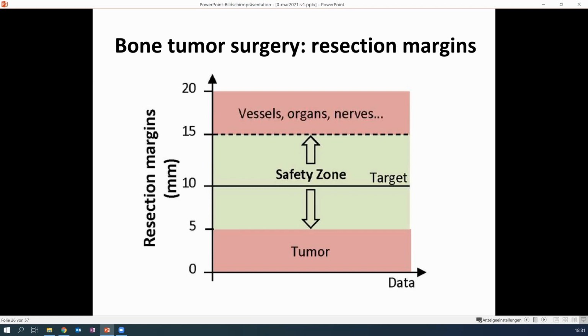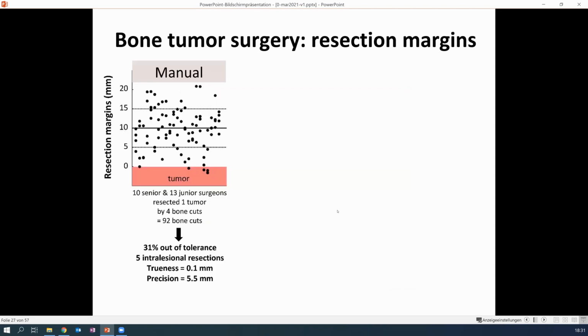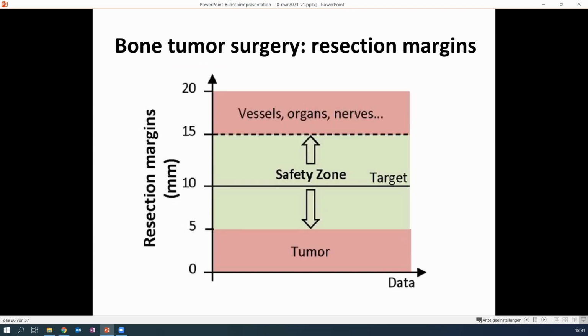So you define what is the resection plane. It's usually done in planes. And you have to define what is the resection margin. And remember, I told you, the more bone you cut, the worse it is. So if you go too low, you leave some tumor. If you go too high, you might affect the vessels and different nerves and so on. So you have to establish a certain safety zone. And this is how this was done.